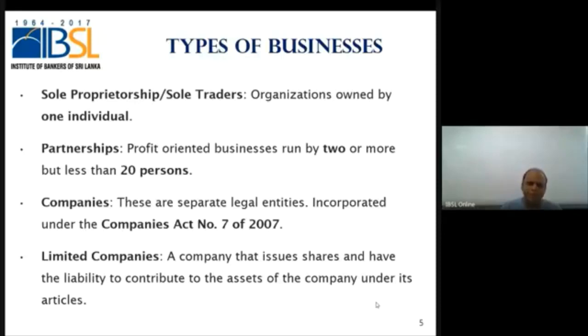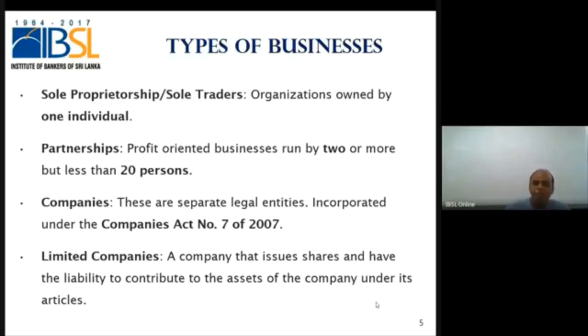Now, as I explained earlier, when another person gets into this business and contributes capital, it becomes a partnership. This partnership is also basically profit oriented. The two partners are getting in because they're looking for business profits. So it is a profit oriented business which is run by 2 or more but less than 20.